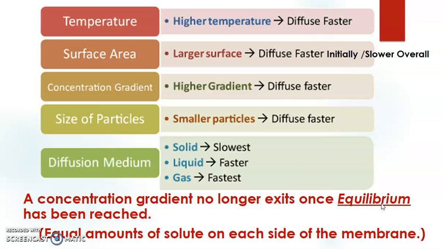Equilibrium refers to the process where you have equal amounts now of solute on both sides of a membrane. So there is no longer a concentration gradient. That does not mean diffusion stops. It simply means that you no longer have a mass movement from one side of the membrane to the other. You'll now just have an even exchange, 1 for 1.